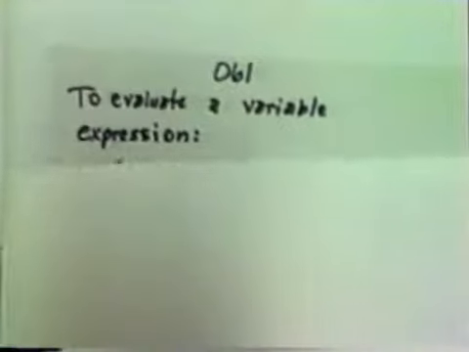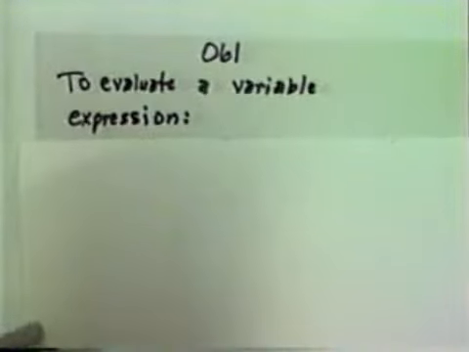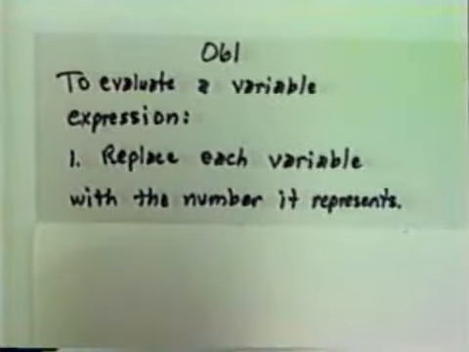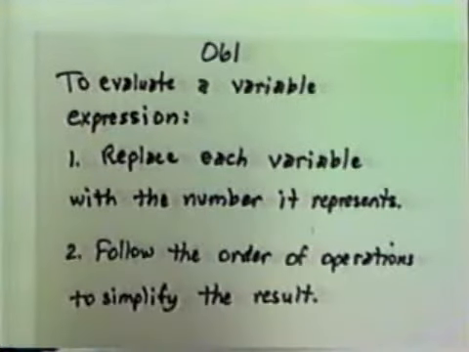Now that we have our definitions, let's describe how to evaluate a variable expression. To evaluate a variable expression, we do two things. First, replace each variable with the number it represents. Then, the second step is follow the order of operations to simplify the result.